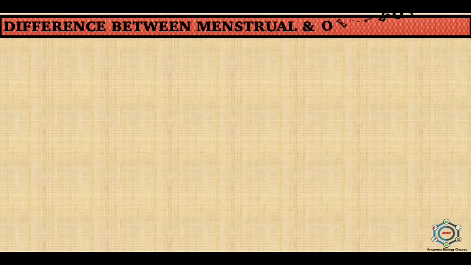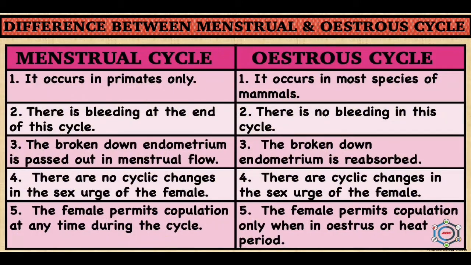After this, you can see here there are some differences between the menstrual and estrus cycle. So what are the differences between the menstrual cycle and the estrus cycle? Menstrual cycle occurs in the primates only, while the estrus cycle occurs in most species of mammals except primates. In menstrual cycle, there is bleeding at the end of this cycle, while in estrus cycle there is no bleeding. In menstrual cycle, the broken down endometrium is passed out in the menstrual flow, while in the estrus cycle, the broken down endometrium is reabsorbed.